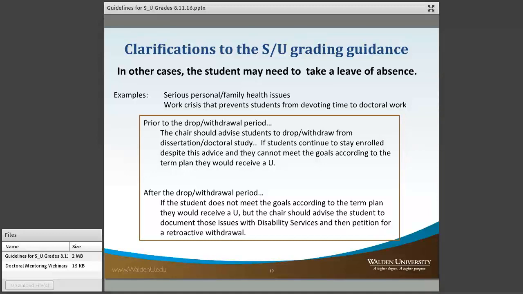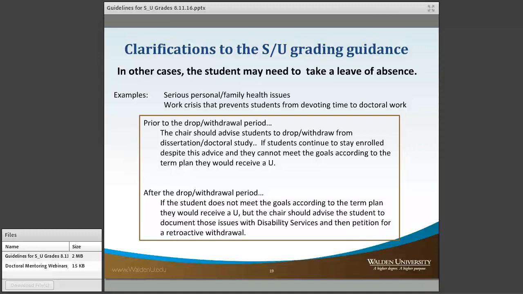If this should happen after the drop or withdrawal period and the student actually is not meeting the goals that they've agreed to with the term plan and their grade is actually going to be a U, the chair could, if the circumstances warranted, advise the student to document those issues with disability services, and then they would be able to petition for a retroactive withdrawal.